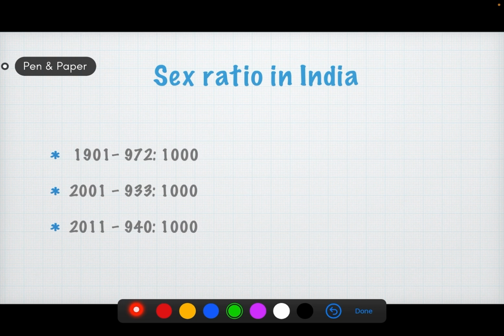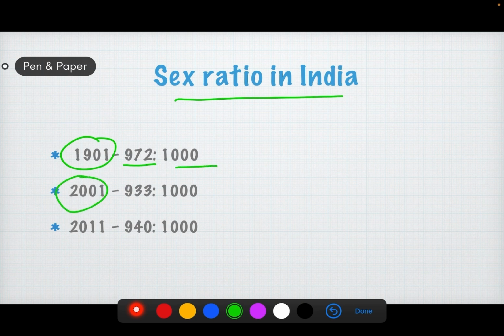Now let us talk about the sex ratio in India. During 1901 it was 972 to 1000. During 2001 it was 933 females to 1000 males. During 2011 it was 940 to 1000 males.